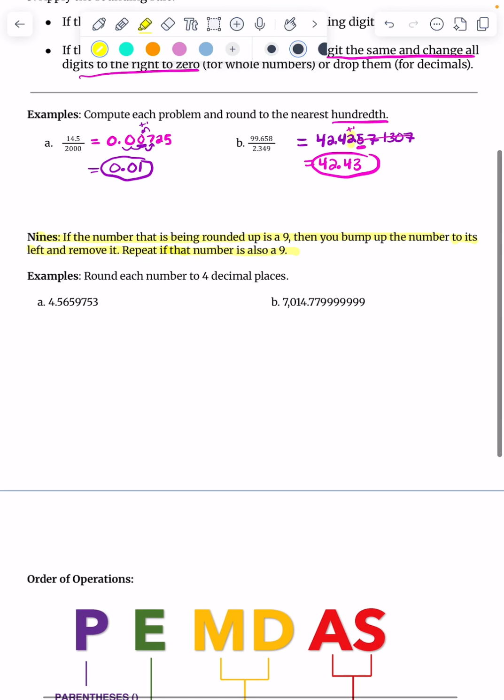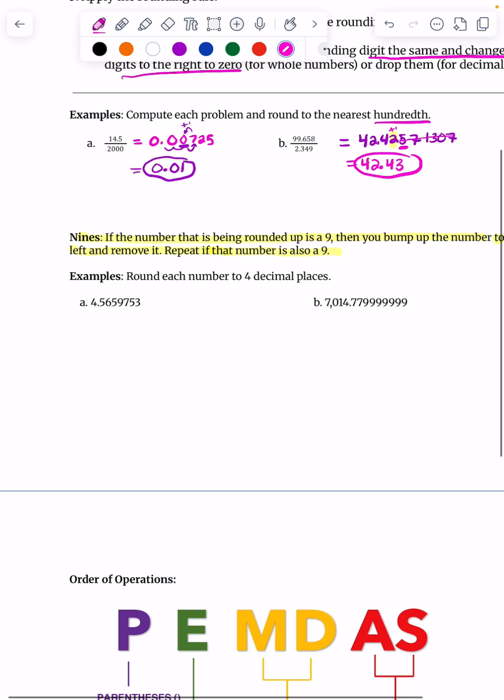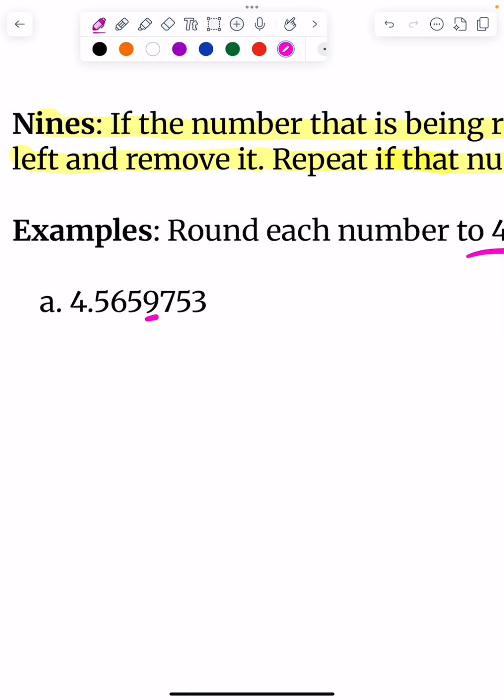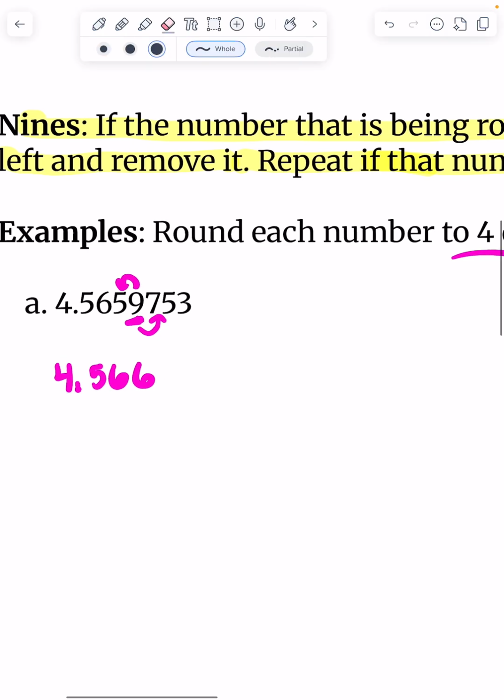All right, so let's put that together here. We're rounding each to 4 decimal places. So first, let's decide where that is. That's this 9 right here. And if I look to the right, the rounding neighbor is 5 or more, so I need to bump that 9 up. But 9 is the highest single digit, so I can't bump that up. Instead, I'm going to go to the next digit and bump that one up. So it's 4.566, and then everything else is a 0.